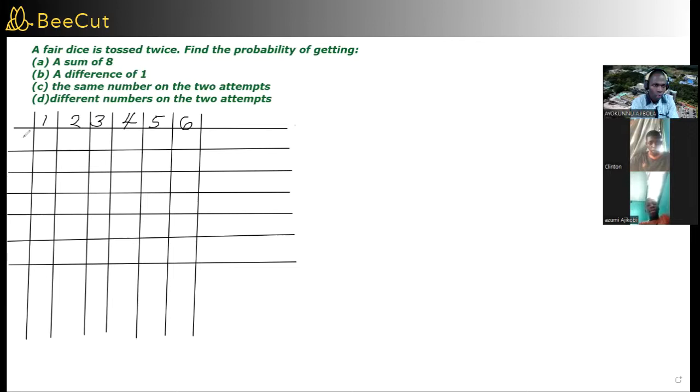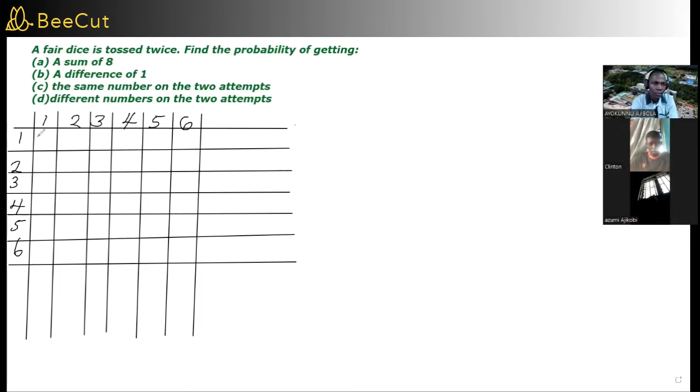For the second attempt, or the second die, I have 1, 2, 3, 4, 5, 6. Now, we're talking about a die that is used in playing Ludo. A die has 6 spaces, and because it has 6 spaces, we say a fair die is tossed twice. This is the first attempt, the second attempt.